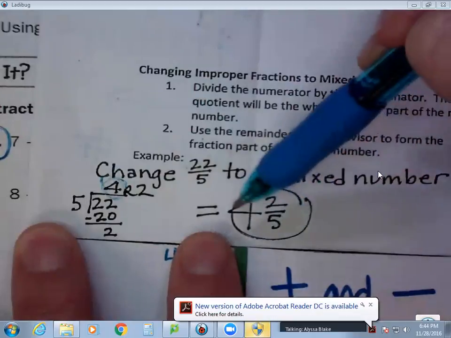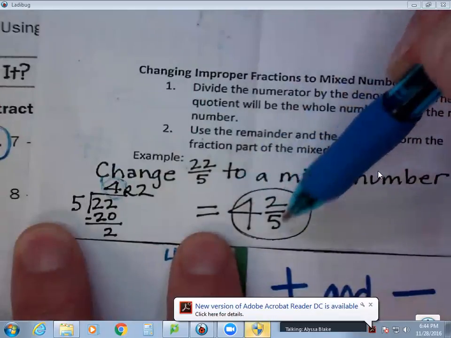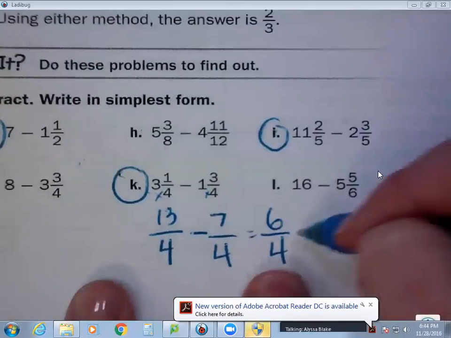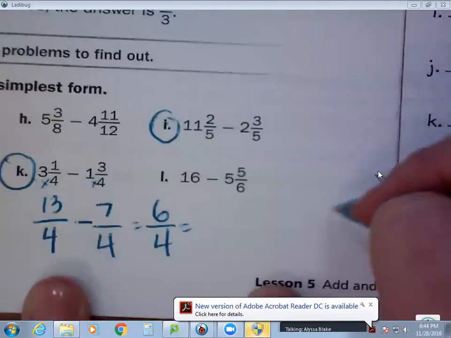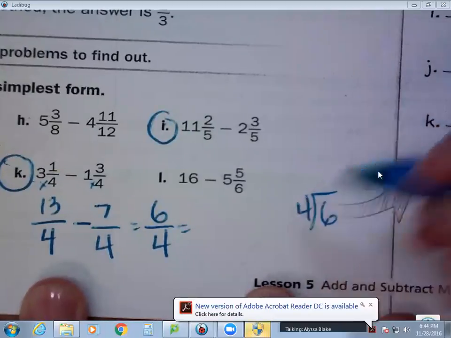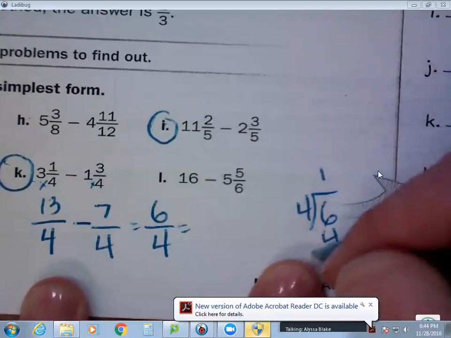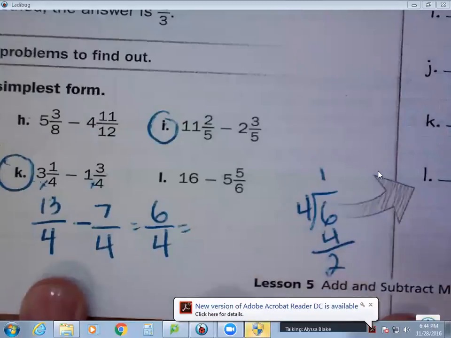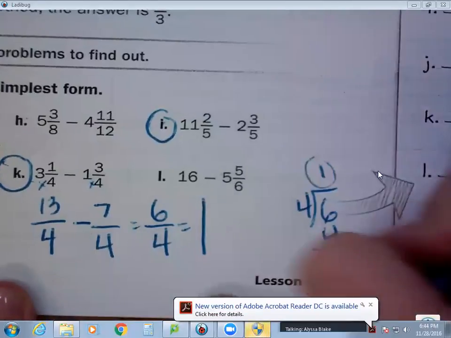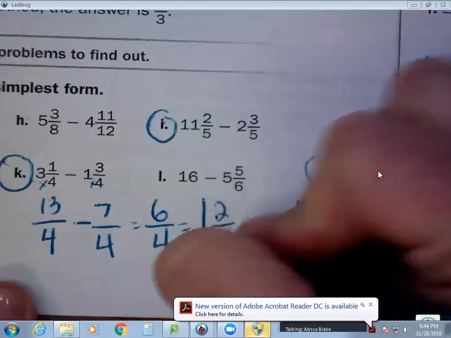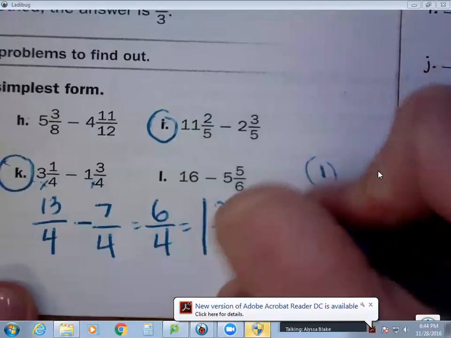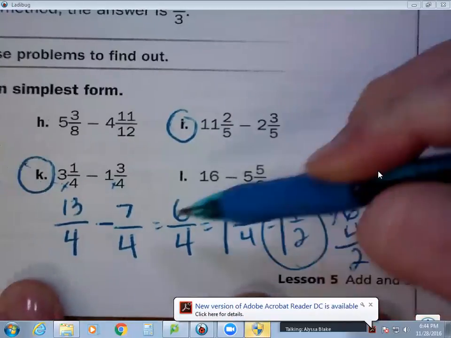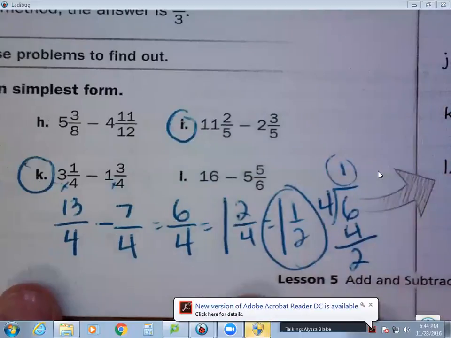So that's why they put 4. The remainder is your numerator, and you keep that same denominator. So let's do that to 6/4 here. If you need to write to the side, you can. 4 goes into 6 one time with 2 left over. So I've got 1 whole, and I've got 2 leftover fourths, which is going to reduce to 1 1/2. Positive, because we have 2 positive numbers that we're subtracting and not going into the negative realm.